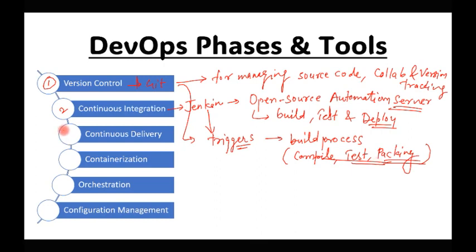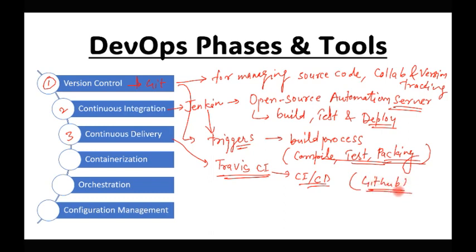Now we are going to talk about the third phase, continuous delivery. The most popular tool in this phase is Travis CI. What does it do? It's a CI/CD service that automates the building and testing of code which is hosted on GitHub. We can use this tool for continuous integration, automated testing, and deployment.